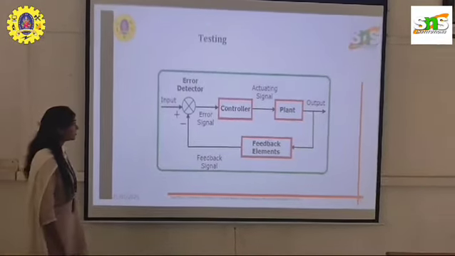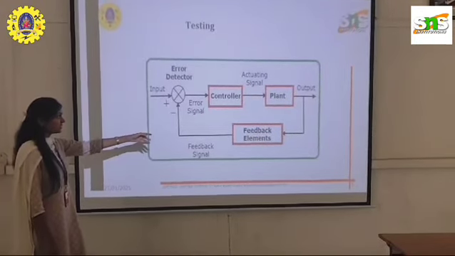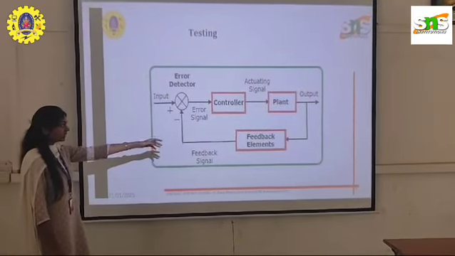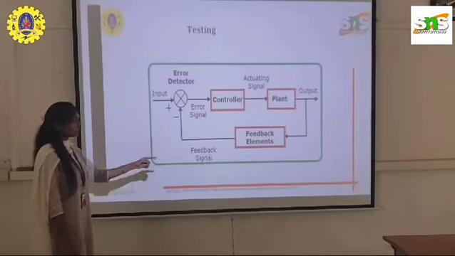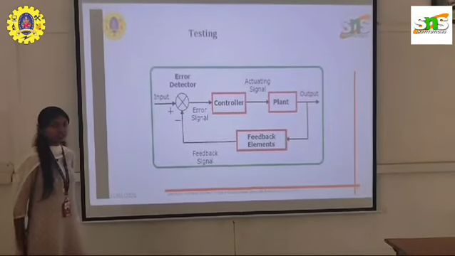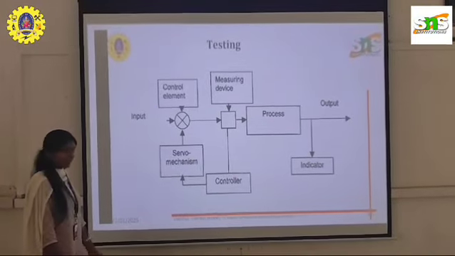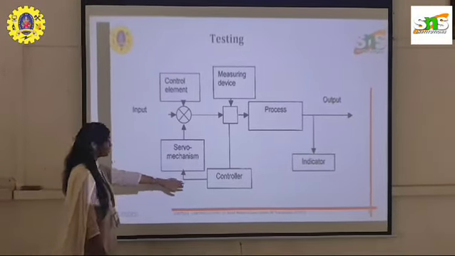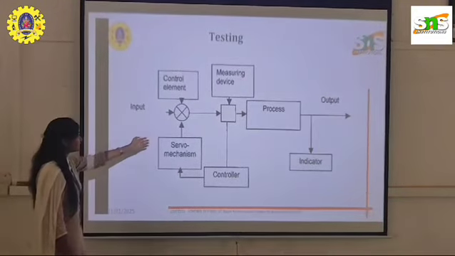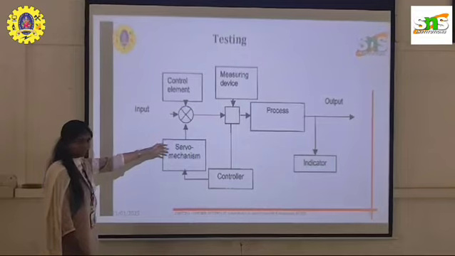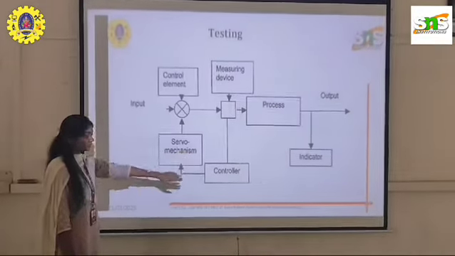In the testing part, the input signal is sent to the error detector, and the error is detected and sent to the controller. The actuating signal is produced by the controller, which is given to the feedback, which corrects the error. After detecting the error, the process is sent to the controller, the servo mechanism is activated, and again the feedback loop is activated. Then the measuring device is used, and the output is produced by the indicator.